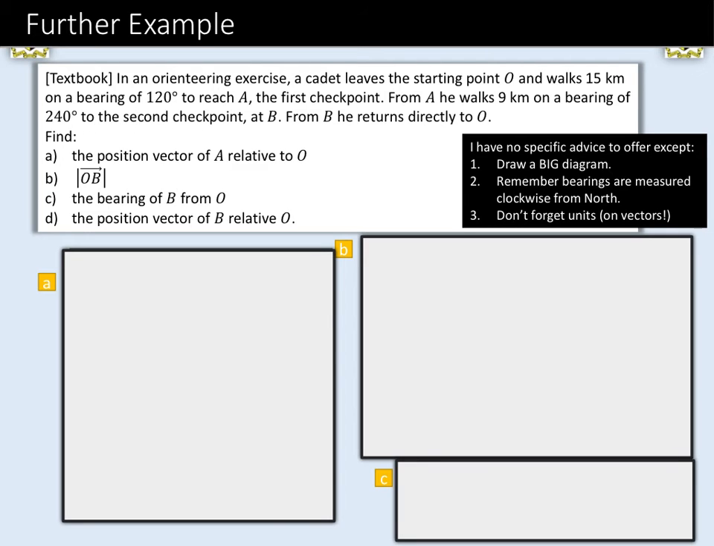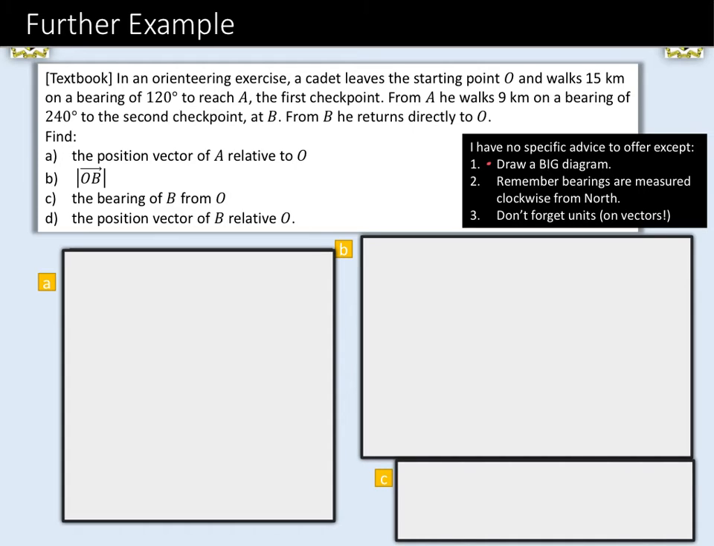Okay then, so on this one it says, in an orienteering exercise, a cadet leaves the starting point O and walks 15 kilometres on a bearing of 120 degrees to reach A, the first checkpoint. From A, he walks 9 kilometres on a bearing of 240 degrees to the second checkpoint at B. From B, he returns directly to O. And then we've got to do quite a lot of questions there. So what I think would be really helpful here is that we need to draw a diagram. Okay, so like it says over here, first of all, draw a big diagram just so you can see what's happening.